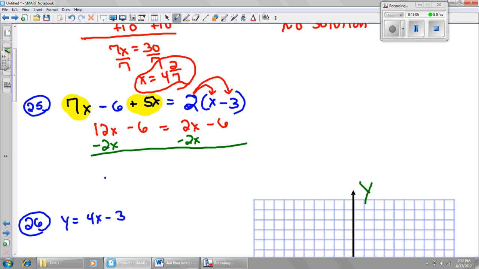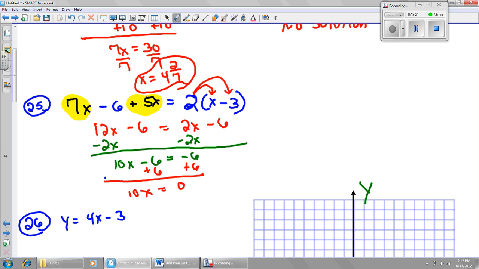I'm solving it correctly, but I had wanted something else to happen, but that's okay. This is a good situation. And then I'll add 6 to each side. And I'll get 10x equals 0.